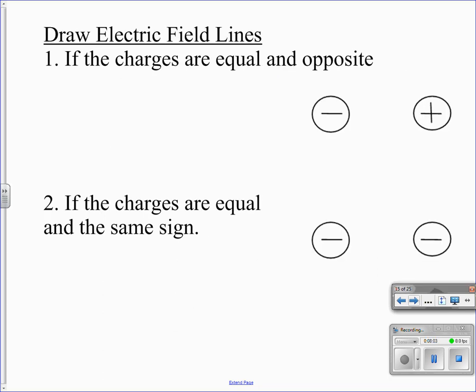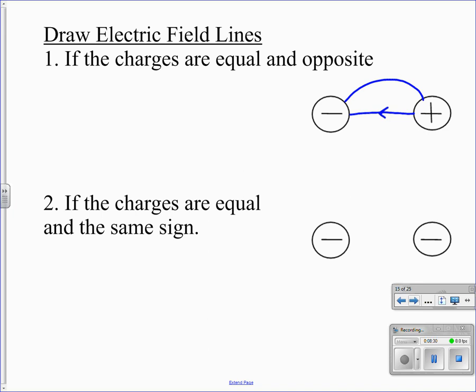So let's draw some electric field lines if the charges are equal and opposite. We already said that the electric field lines go out of the positive and into the negative. Is it sufficient just to draw one field line? The answer is no. Your field lines should demonstrate the shape of the electric field.